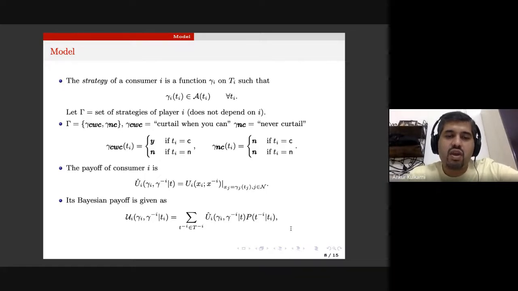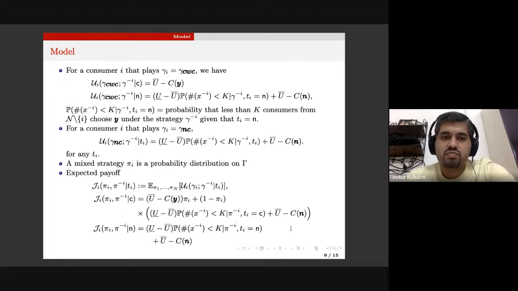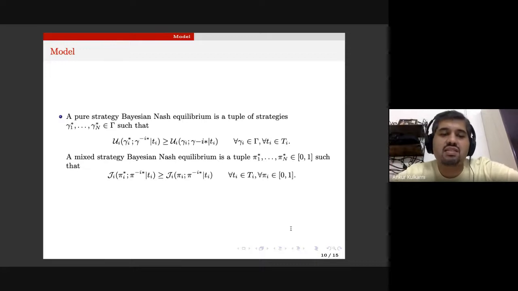Okay, and you can write out the payoff that the consumer has as a function of his state, the expected payoff that the consumer will get, which is called his Bayesian payoff, as a function of his own state under each of these policies, assuming the other players play their own policies. Now, you can do something more. You can actually randomize over the choices of these policies. This gives you what is called a mixed strategy. That basically says curtail when you can with a certain probability and never curtail with a certain other probability. Through this you can write out an expected payoff that the consumer would have in each of the states, when he can curtail and when he cannot curtail. And then you can look for a Nash equilibrium in this randomized space. That is what is called a Bayesian Nash equilibrium.